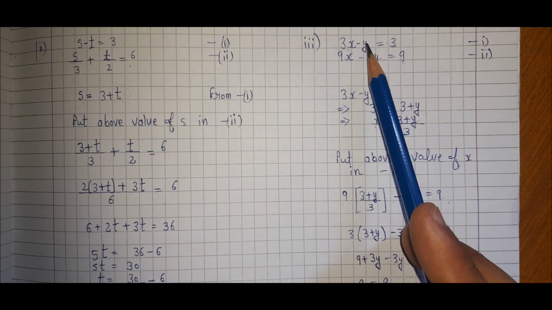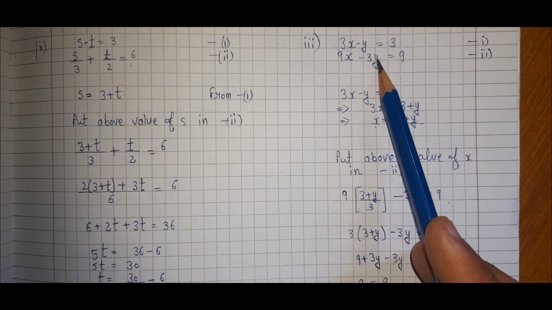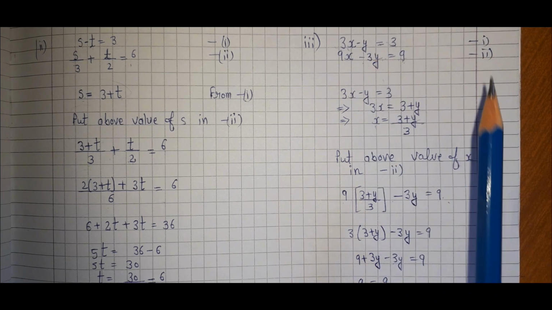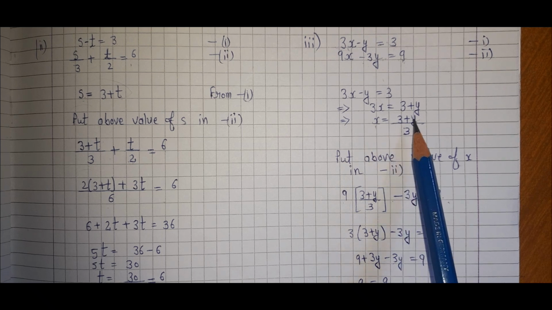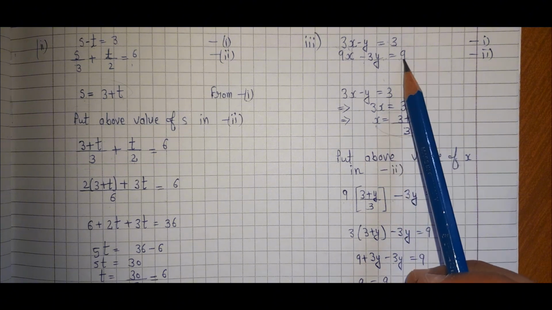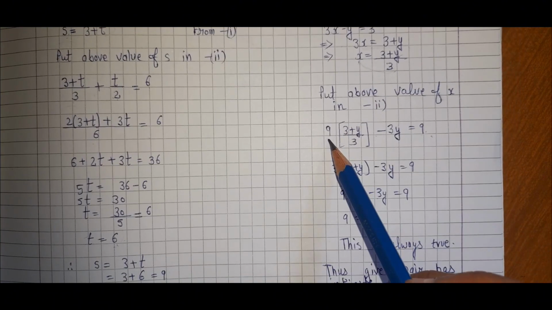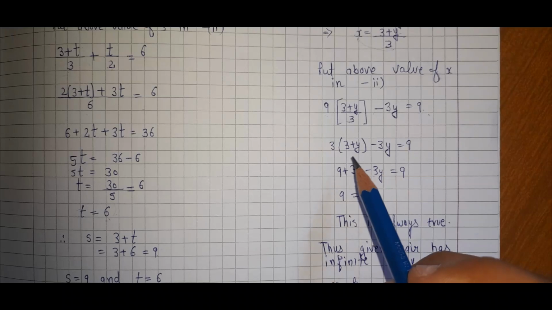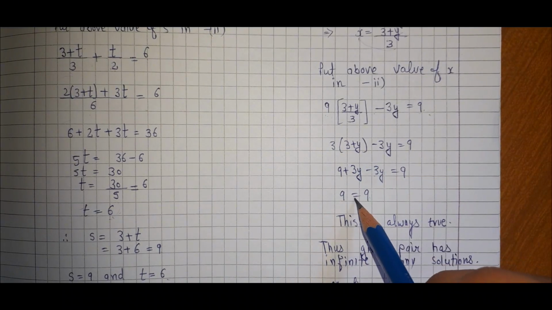Third part, 3x - y = 3, 9x - 3y = 9. Now from the first equation, find the value of x. We will have x = (3 + y)/3. Then putting this value of x in the second equation, we will get 9 times (3 + y)/3 - 3y = 9. After solving, we will get 9 = 9.